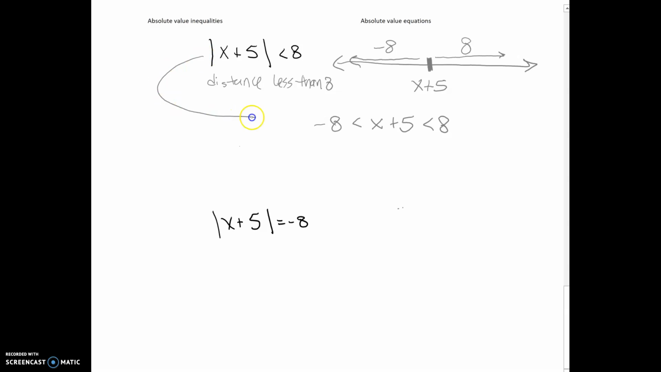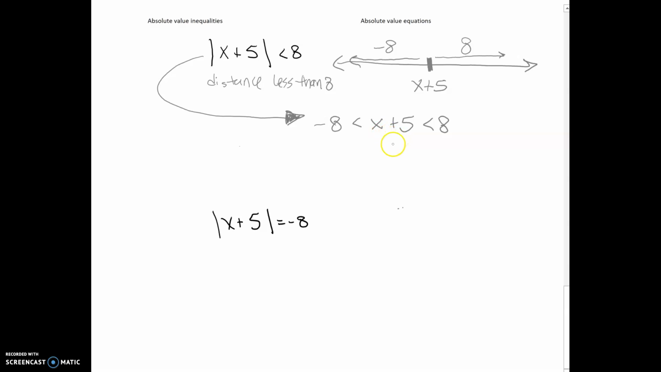So what this absolute value inequality becomes is negative 8 is less than x plus 5, which is less than 8. Now, of course, this looks different when the absolute value is facing the other way, and that's something that you'll have to go back and remind yourself of. But for this one, this is how we first set it up.